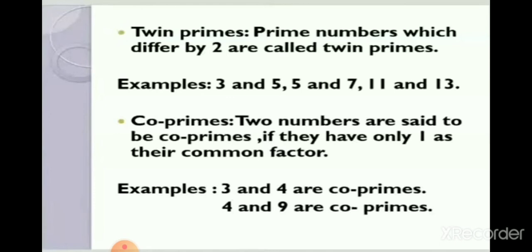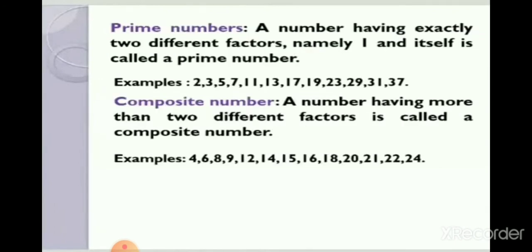Now let us look at some of the concepts, that is twin primes. Prime numbers which differ by 2 are called twin primes, like 3 and 5, 5 and 7, 11 and 13. Co-primes: two numbers are said to be co-primes if they have only one as their common factor, like 3 and 4, 4 and 9. Prime numbers: a number having exactly two different factors, namely 1 and itself, is called a prime number. You can see the examples 2, 3, 5, 7, 11, 13, 17, 19, 23, 29, 31 and 37.